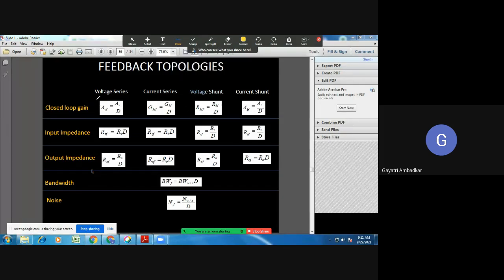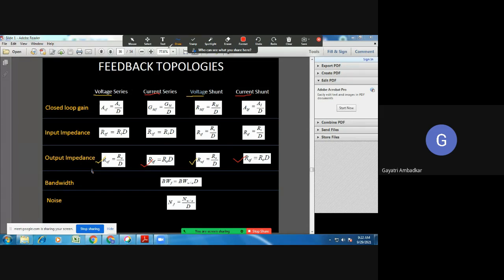whenever you find voltage, that means you are sampling voltage, you will find your ROF is decreased. Okay. Whenever you find current sampled, you will find your ROF is increased. Now, this is about output because sampling is taking place at the output side.